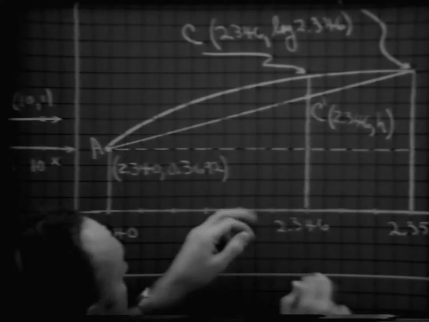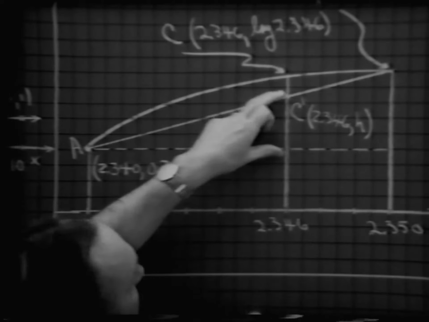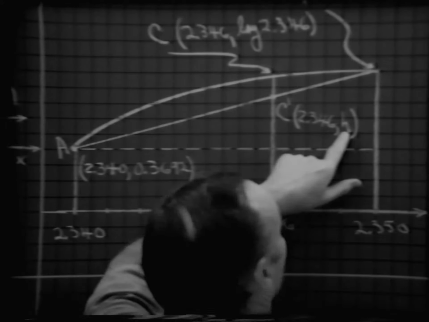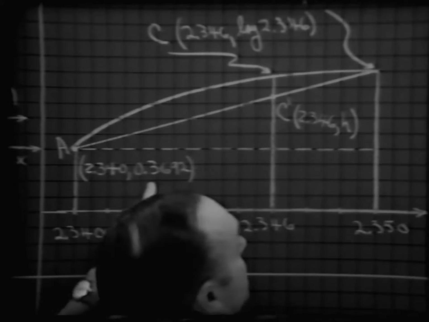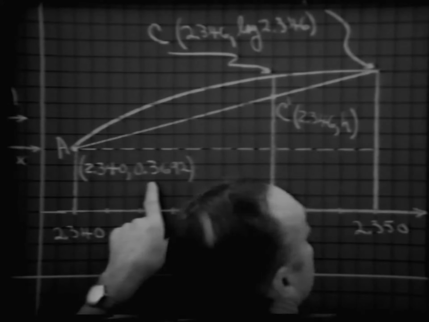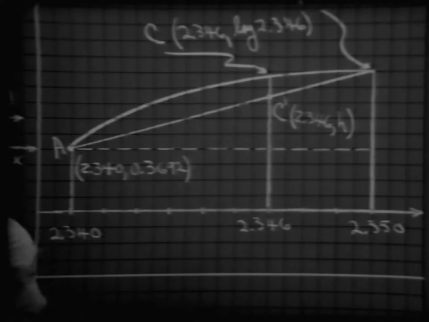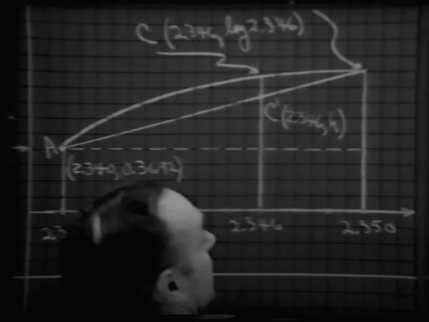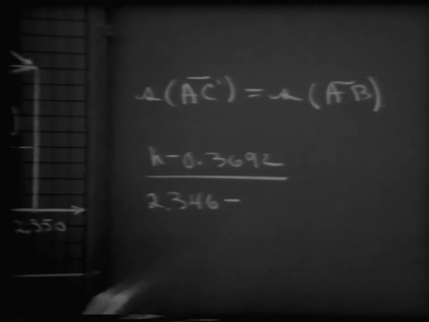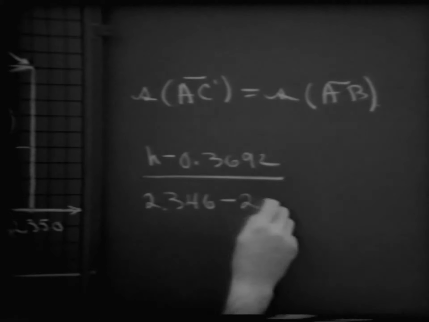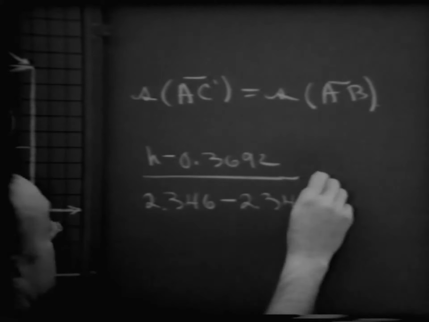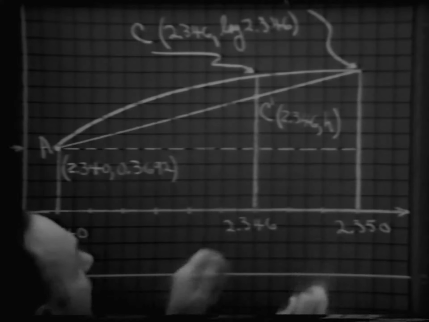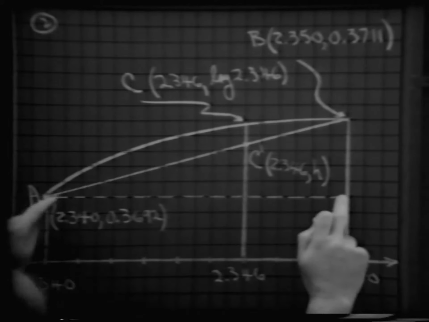Now again, looking at our picture, the slope of AC prime is this height divided by this length. Isn't that right? So it's then going to be h, the difference of the y coordinates, minus this number, 0.3692, divided by what values? But this length, namely this point of what? 2.346 minus what point? 2.340. Is that right? That's that slope number, and it then must be equal to the slope of the segment AB, and it then is going to be this height divided by this length.